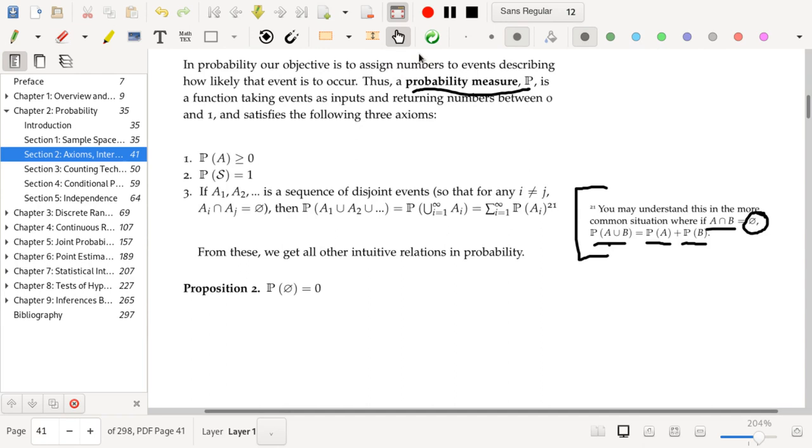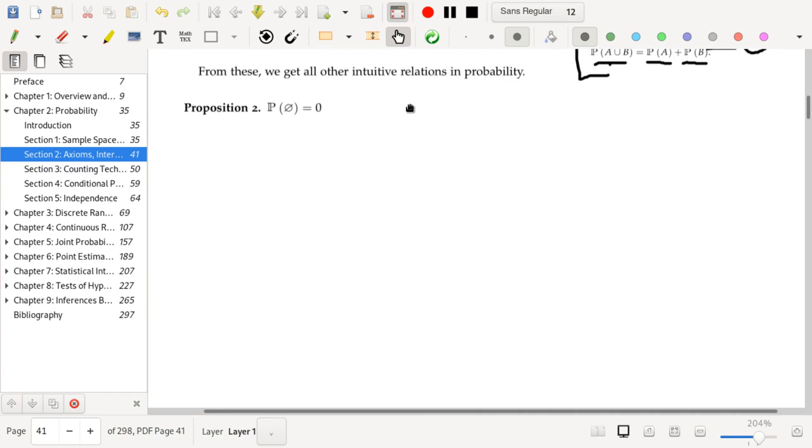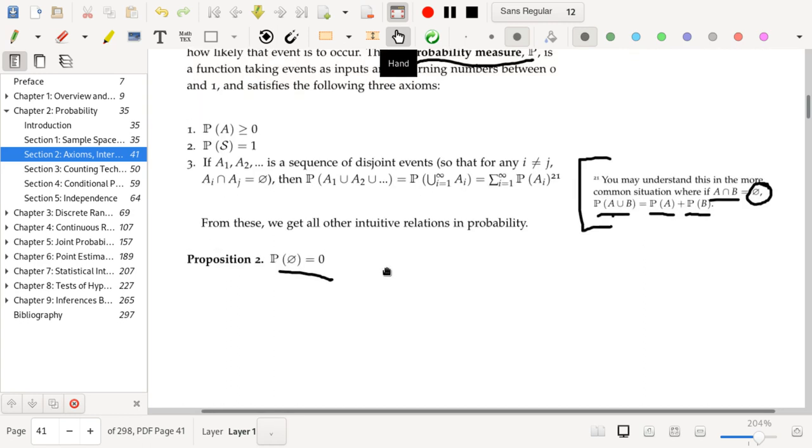And from this, we get pretty much everything else that we believe should be true about how probabilities work. So for starters, we have that the probability of the empty set is equal to zero. This is not something that we said must be true. This is actually a consequence of the assumptions that we have made up to this point. So we're going to show that this is in fact true using just these three axioms. So only these three things.